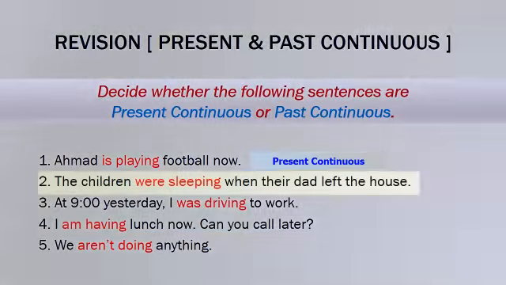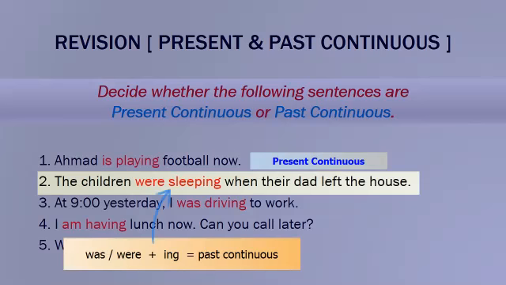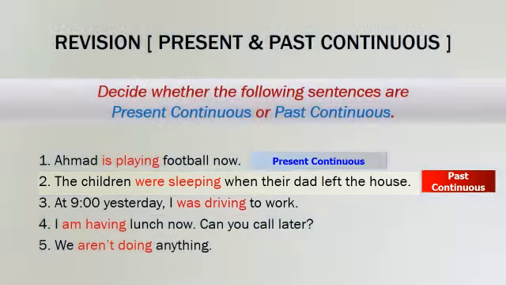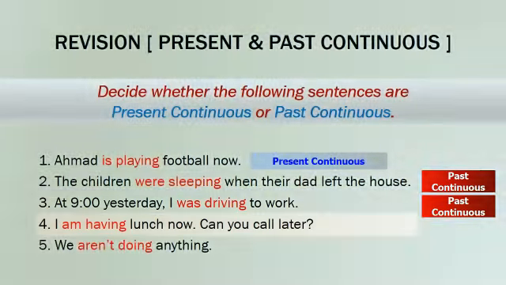Look at 2. The children were sleeping when their dad left the house. Look at the verb phrase. We have two verbs. Were, sleeping. Were is used in the past, so it's a past continuous verb phrase. Number 3. At 9 o'clock yesterday, I was driving to work. We have also two verbs. Was, driving. Was is a verb that can be used in the past, so it is a past continuous.